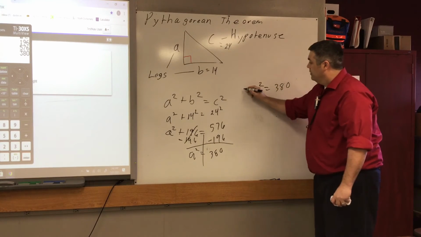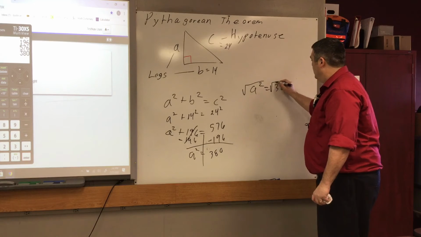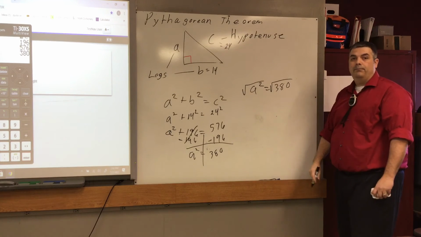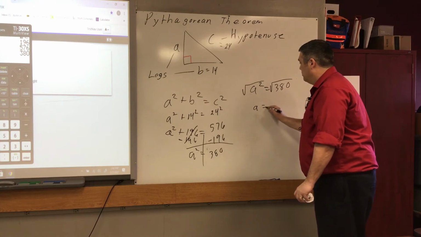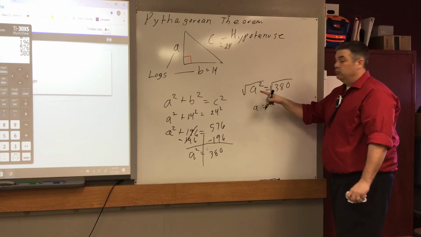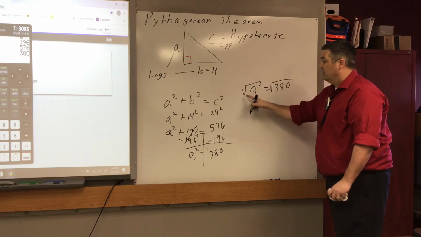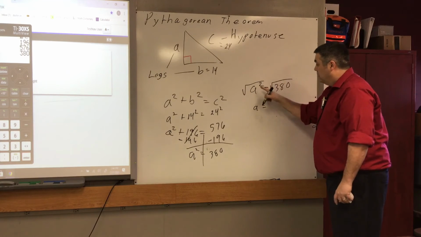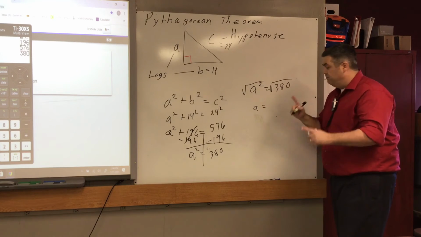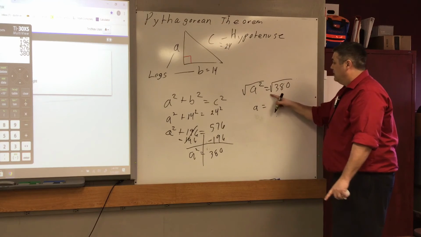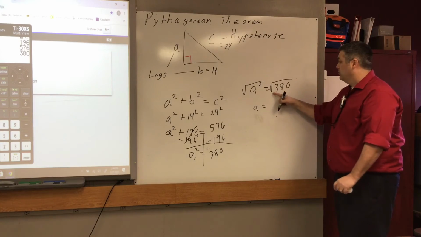Now I'm going to take the square root of both sides. The square root here gets me A, because that undoes that. That's a really key concept that you have to understand. Taking the square root of something undoes the squaring of something. So that's a big key concept. Then I'm going to plug this in the calculator, square root of 380.